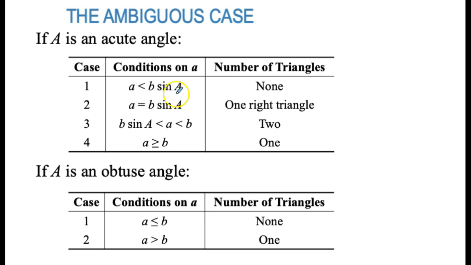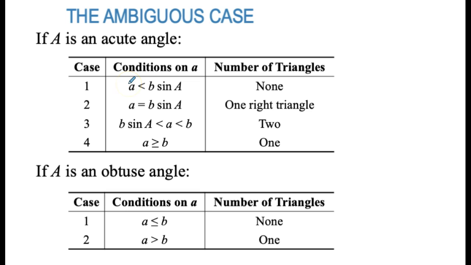Right? If A was less than the height, or B times the sine of A, no triangles. If A is equal to the height, which would be B times the sine of A, one triangle. If A is bigger than the height but less than the other side, we end up with 2 triangles. And if A is greater than or equal to B, we just get one triangle. And then the other 2 possibilities, if the given angle is obtuse, right, if the side opposite the given angle is less than or equal to the other side, we can't create a triangle. And if the side opposite the given angle is greater than the other side, we end up with 1.